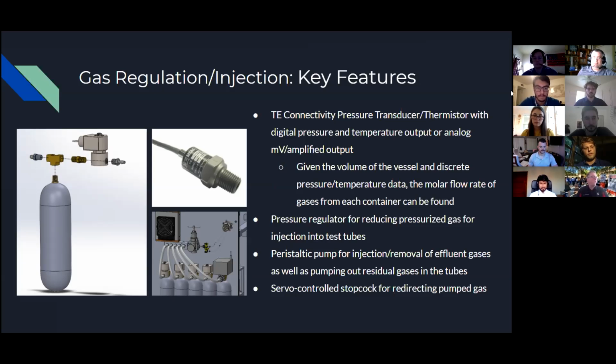This will allow the controller to inject precise amounts of gas autonomously, providing closed loop control of the culture conditions for each test tube. And this pump can be reversed in order to pump out effluent gases from each environment, and can be used to pump out residual gases left over from transporting gas. And 2 servo-controlled stopcocks are used for redirecting pumped gas between the test tubes and the waste storage container.